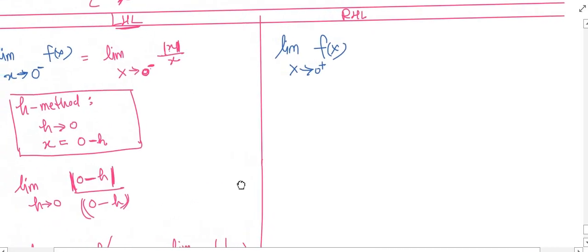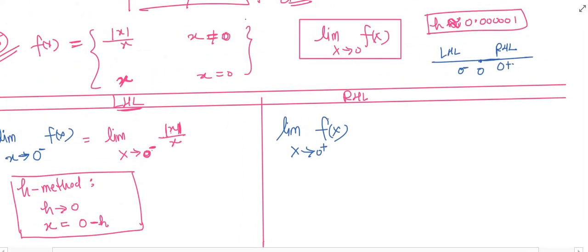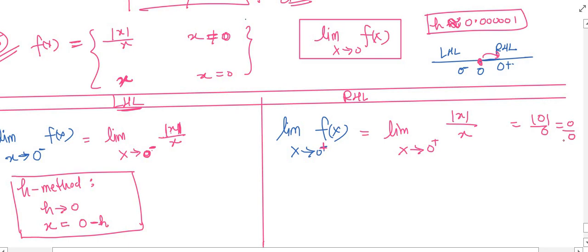Now the right hand limit. This was the left hand limit, now the right hand limit. See here, it is 0 plus. 0 plus means not 0, next to 0, very close to 0 but not 0. So which one will we take, this or this? Not equal to 0, the first one. So limit going to 0 plus of mod of x by x. Now try to put 0 and solve it. Mod of 0 by 0 is 0 by 0. 0 by 0 is not a valid answer.